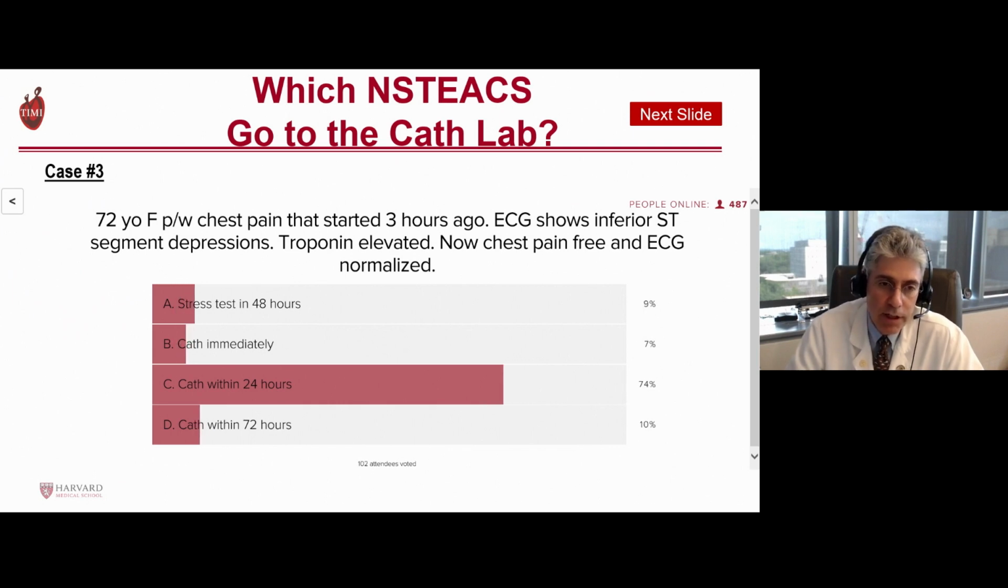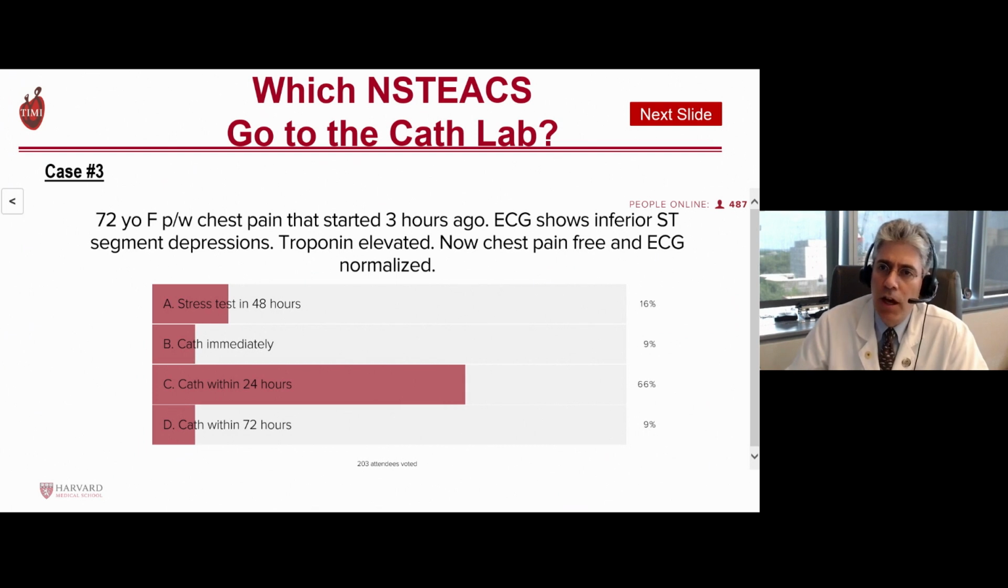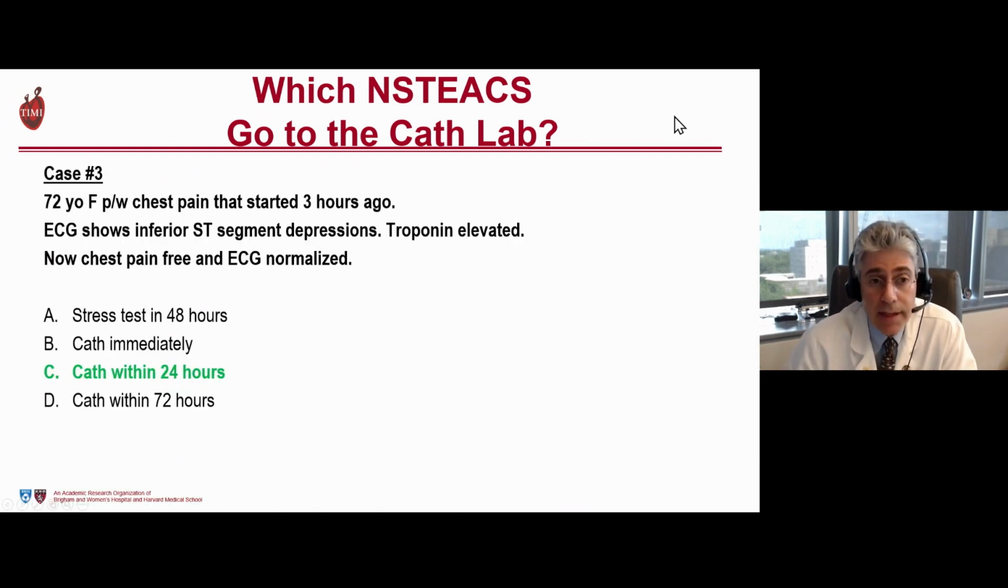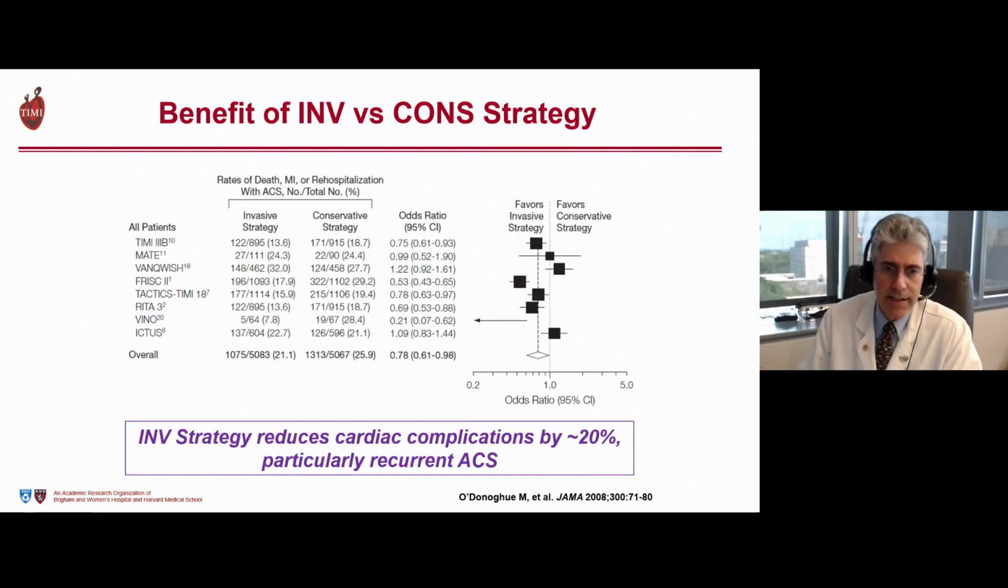Okay, I think we have a pretty clear winner here amongst the audience, and that's cath within 24 hours, with about 10% voting for the other options, each of stress test, cath immediately, or cath within 72 hours. Okay, well, I would say I think that is the correct answer. I think there's certainly nothing wrong with cathing the person immediately, though that's easy for me to say as a non-interventional cardiologist, but there's certainly nothing wrong with that. Cath within 72 hours, probably we'd want to do it a little bit earlier for this person. And let's go over the data and see why that's the case.